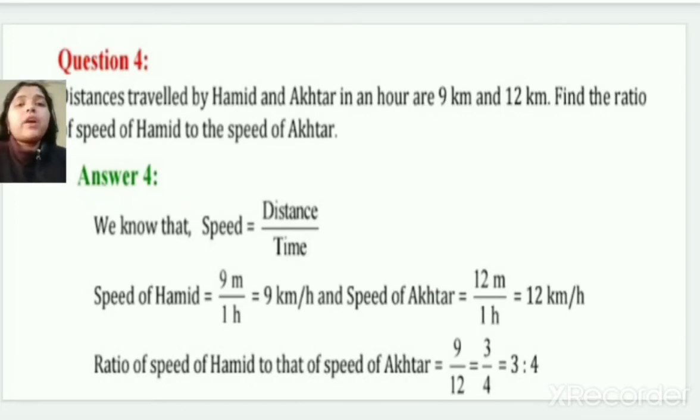Now it is asking, find the ratio of speed of Hamid to the speed of Akhtar, right? So what will be the ratio of both of them? Speed we have found. So the ratio of speed of Hamid to that of speed of Akhtar will be 9 upon 12. Okay. So 3 threes are 9 and 3 fours are 12. So our answer will be 3:4.